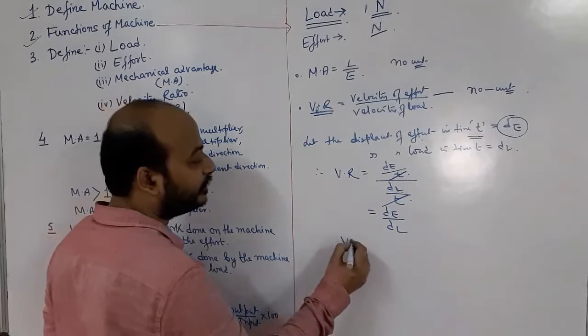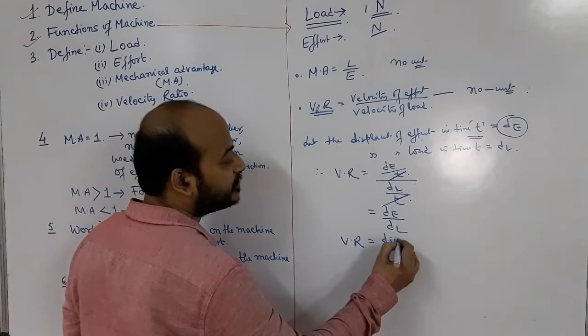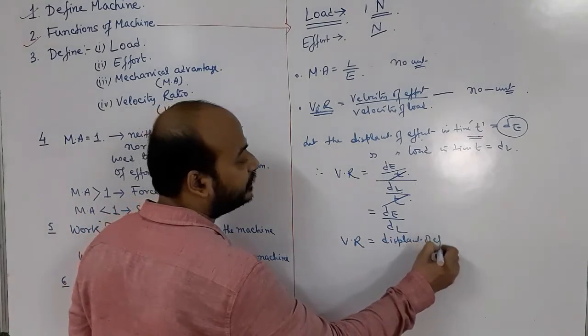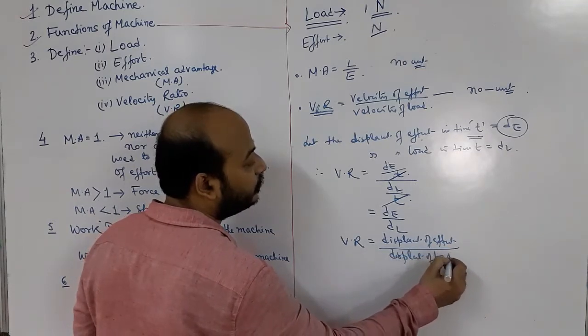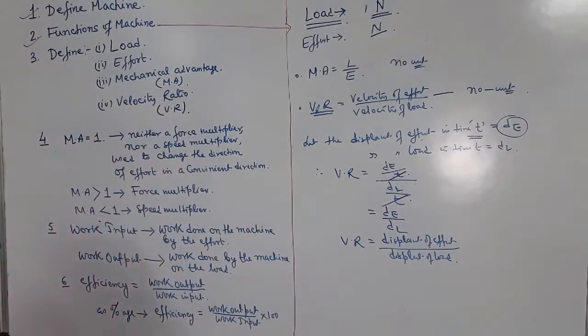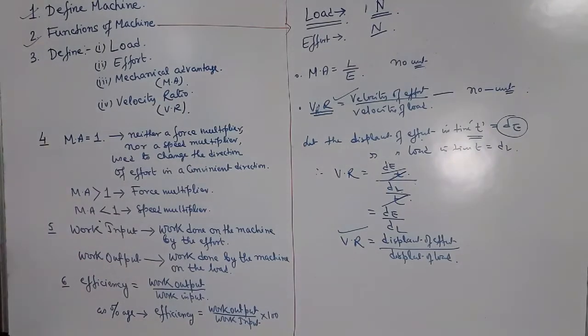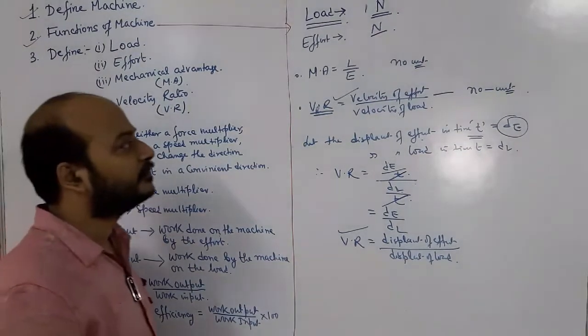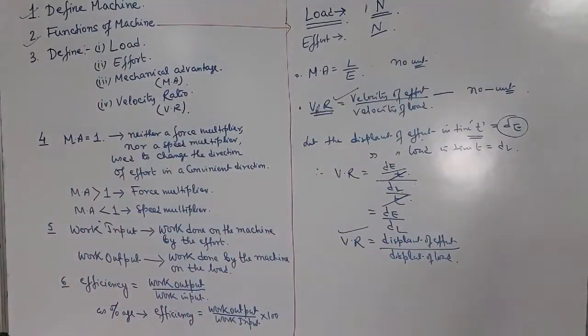So velocity ratio is therefore also defined as the displacement of effort to the displacement of load. Understand? So we can define velocity ratio in two ways. The first definition is that it is the ratio of the velocity of the effort to the velocity of the load, and the second is that it is the ratio of the displacement of the effort to the displacement of the load. Okay, understand?